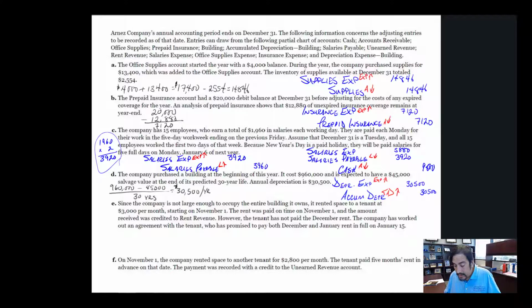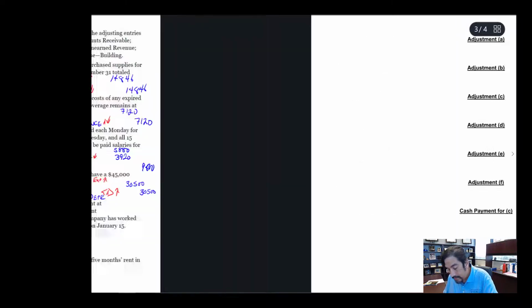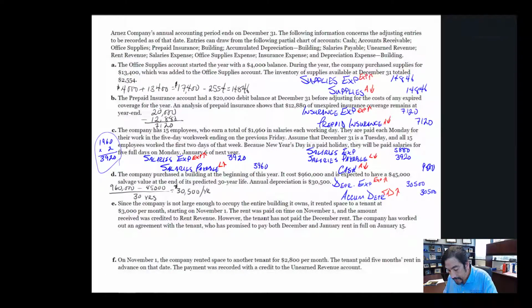So this is going to be a credit to rent revenue in the amount of $3,000. We've earned that $3,000. We just haven't received it. So the debit is going to be to accounts receivable for that same $3,000. Our tenant owes us this $3,000 payment.